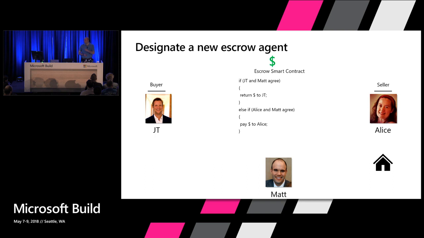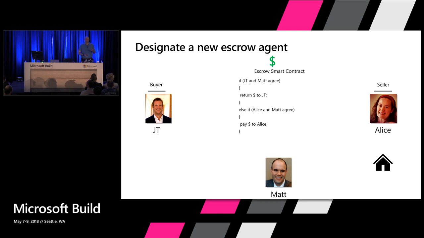If I decide that JT is the one who ought to get the money back, I can sign a message along with him, and then the money will go back to him. And if I decide that Alice should get the money, Alice and I can each sign a message, and it'll go to her. I can't pay the money to myself, so that money is not coming to me.